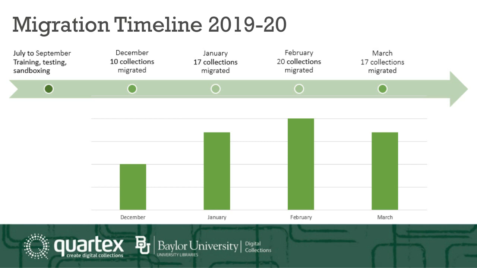Our first goal was to move the first 10 collections by winter break, and we did manage to do that and met the deadline. More importantly, we created a model for nearly each of the compound object types in ContentDM. We wanted to apply this model to similar collections moving forward in early 2020, and we were able to do that. We managed to work through our priority list and hit each mark for the next few months with just a couple of exceptions. We knocked out 10 by December, 17 in January, 20 in February, and then the last 17 in March.